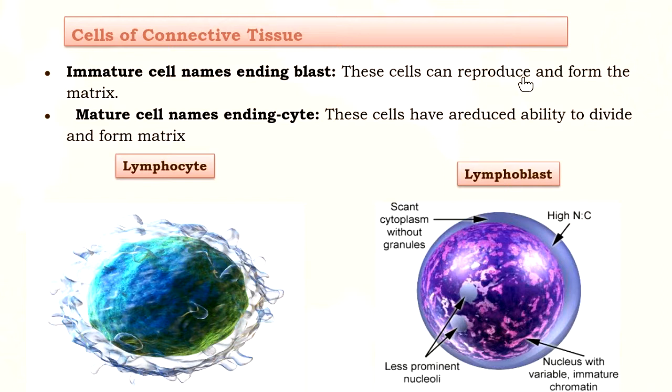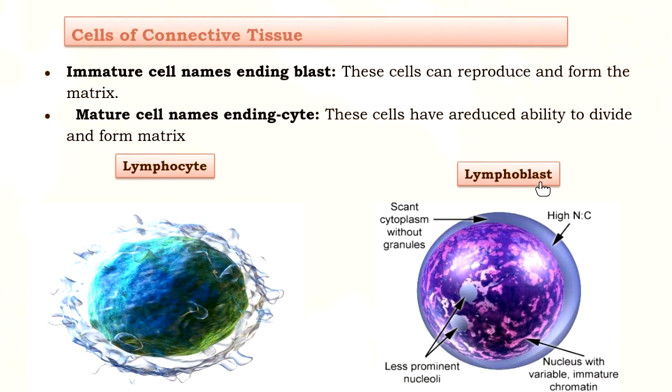Here you can see immature cell names ending with blast. Here you can see lymphoblast. That means these are the immature cells. These cells can reproduce and form the matrix. This is the photograph showing you the lymphoblast. Blast means the last ending word is BLAST. This is an immature cell.